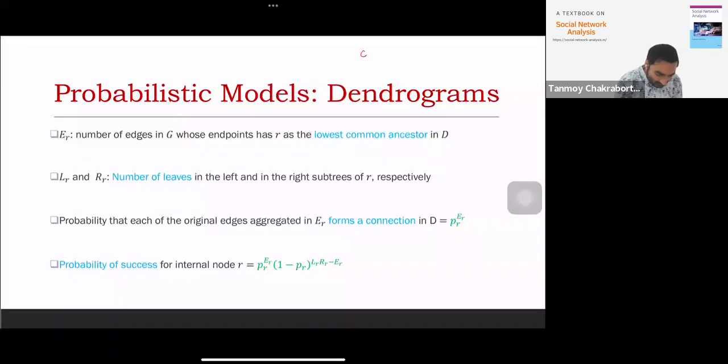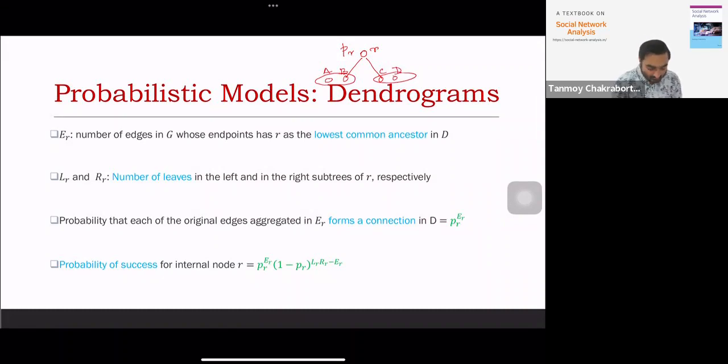So let's assume that this is an internal node R, and you have a node here, you have a node here, and you have PR. Let's assume that the left part has 2 children and the right part also has 2 children. Okay. So this is AB, this is CD. So how many possible edges can be there?